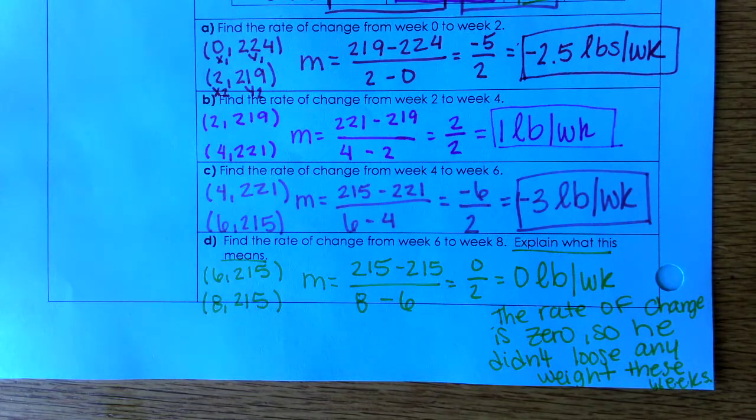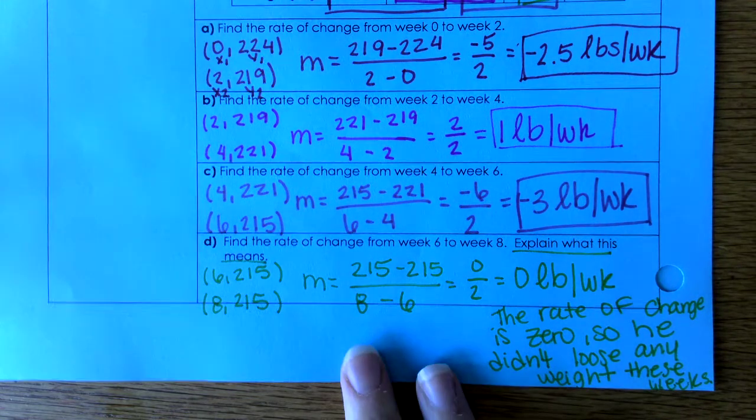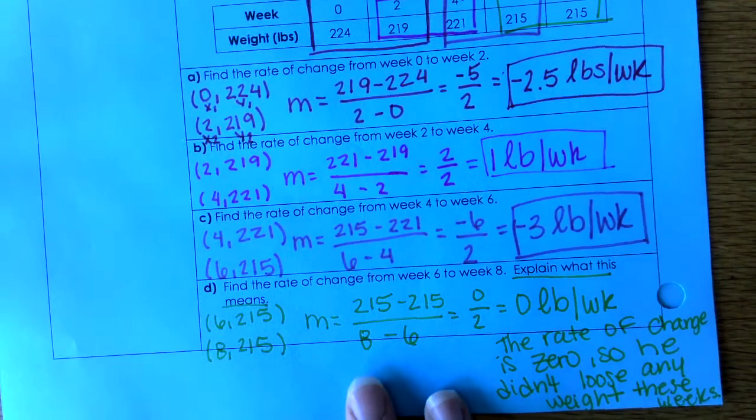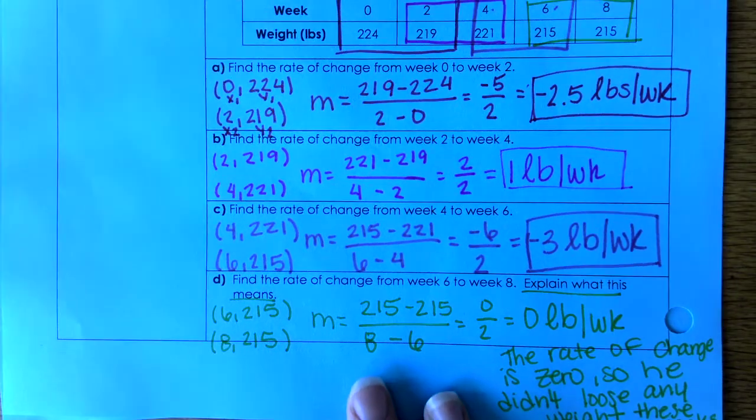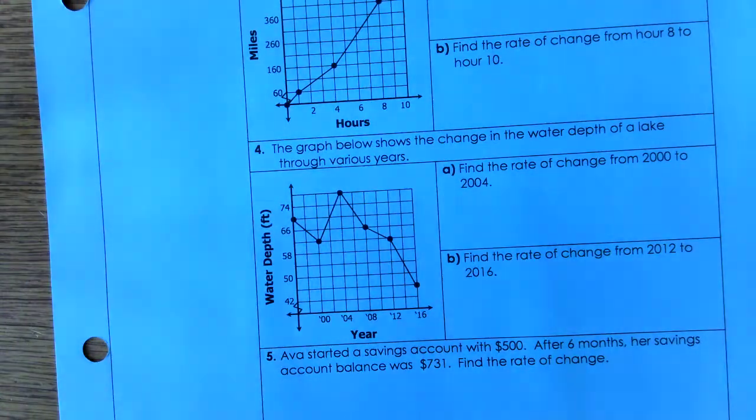Okay, so that is what we do if we have tables and numbers. Now I'm going to have us flip this over, and we are going to look at this page right here.